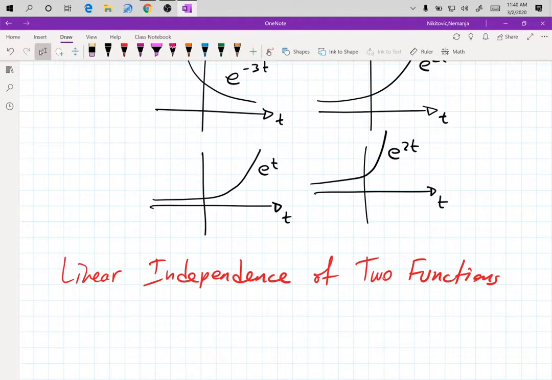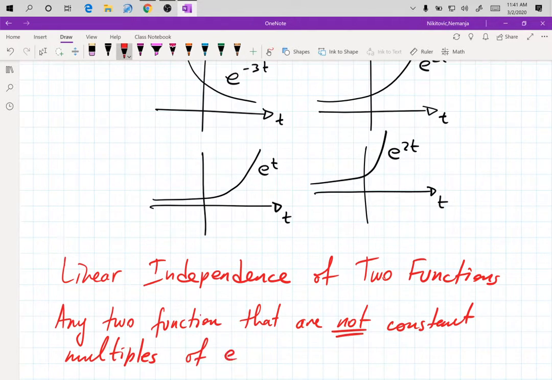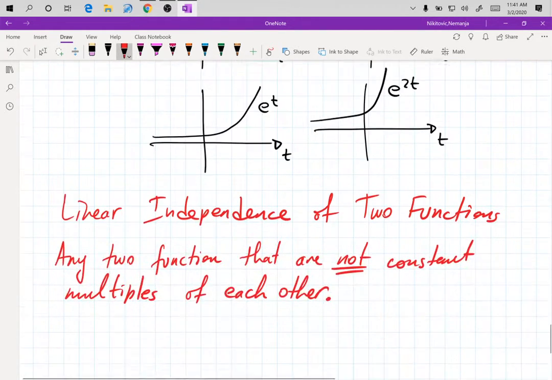And we say any two functions that are not constant multiples of each other. That's all we have, right?